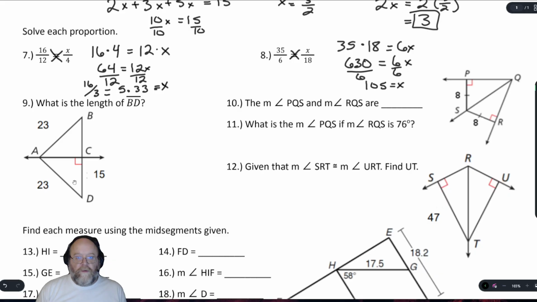Okay. Pretty straightforward. What's the length of BD? Stuff's congruent. How would I find this? Well, if this is 15, guess what? BC and BD are congruent. This is a perpendicular bisector. How do I know that? It's equidistant and makes a perpendicular line. Okay. So if this is 15, this is 15. So what's the length of BD? It's 15 plus 15, or 30.